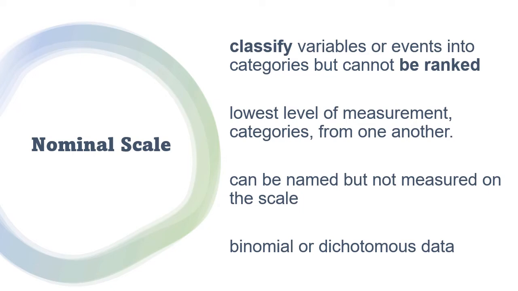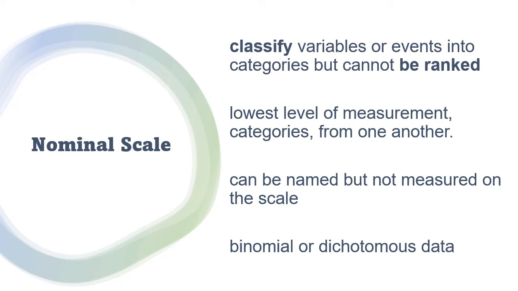It is considered to be the lowest level of measurement because it will be useless if I will be adding it up, subtracting it, multiplying it, or dividing it. There's no mathematical computation that could be done on this type of data. It can be named but not measured on a scale. And this one could be binomial or dichotomous data, for example, yes or no.